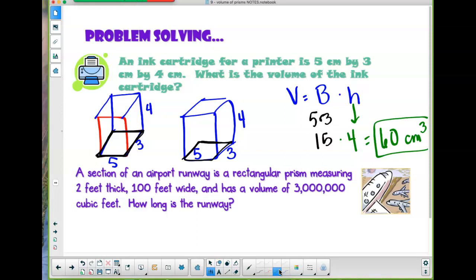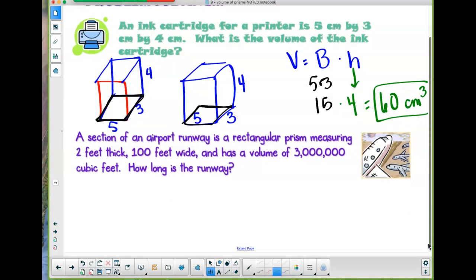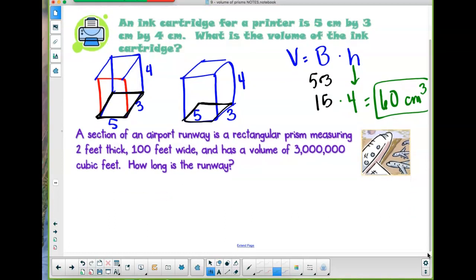Okay. All right, the next one says a section of an airport runway is a rectangular prism measuring 2 feet thick, 100 feet wide, and has a volume of 3 million cubic feet. How long is the runway? Okay, here's a picture of it.